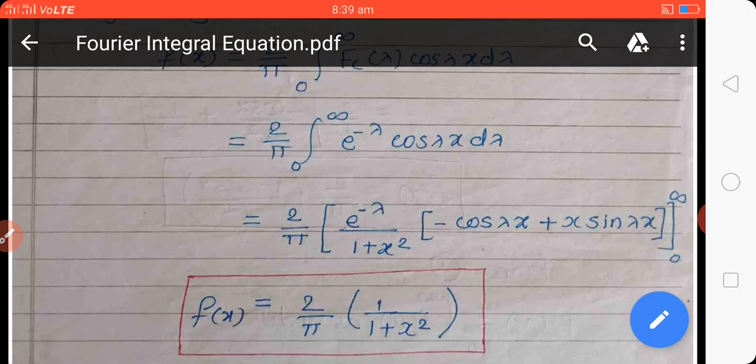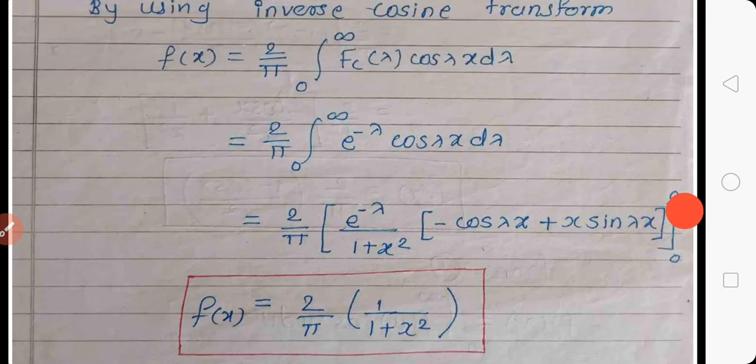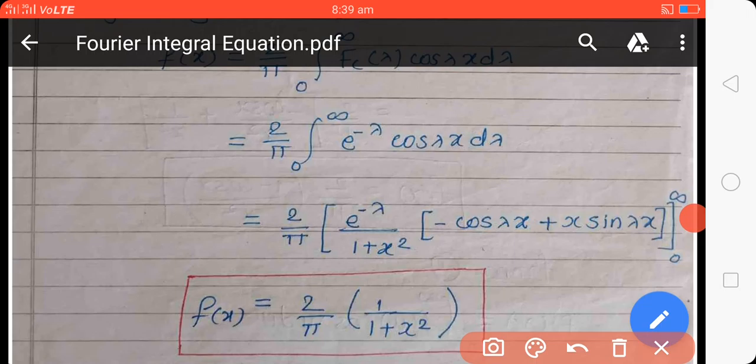We put the limits from 0 to infinity. If we put the limits from 0 to infinity, then we got the value. Here, if we put the upper limit infinity, then we got e raised to minus infinity, and the value of e raised to minus infinity is 0. Therefore, if we put the upper limit, then the value is 0. Now we put the lower limit 0. If we put the lower limit 0, we got the value of e raised to 0 is 1.